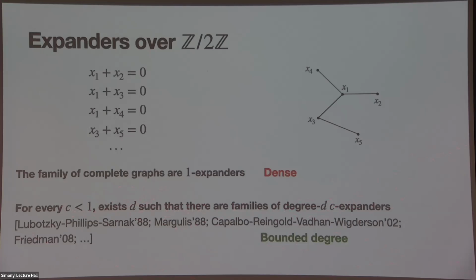We know many such constructions that date back to the 80s, like constructions from groups with Kazhdan's property T due to Lubotzky, Phillips, Sarnak, and Margulis. And later we know more combinatorial proofs coming from graph products, like the one given by Capalbo, Reingold, Vadhan, and Wigderson. And we even know that random d-regular graphs, a very large family of random graphs, are actually expanders. This is due to Friedman.